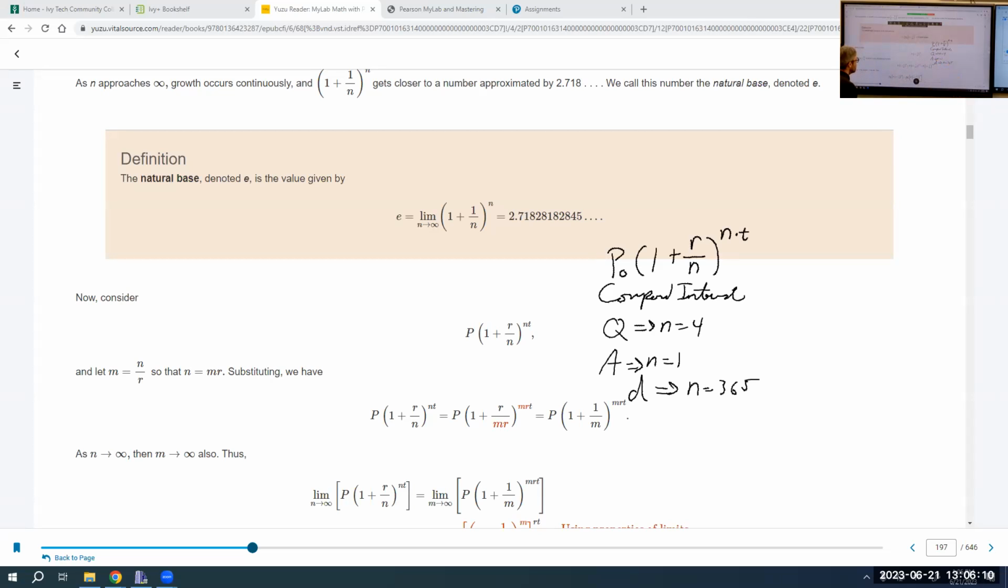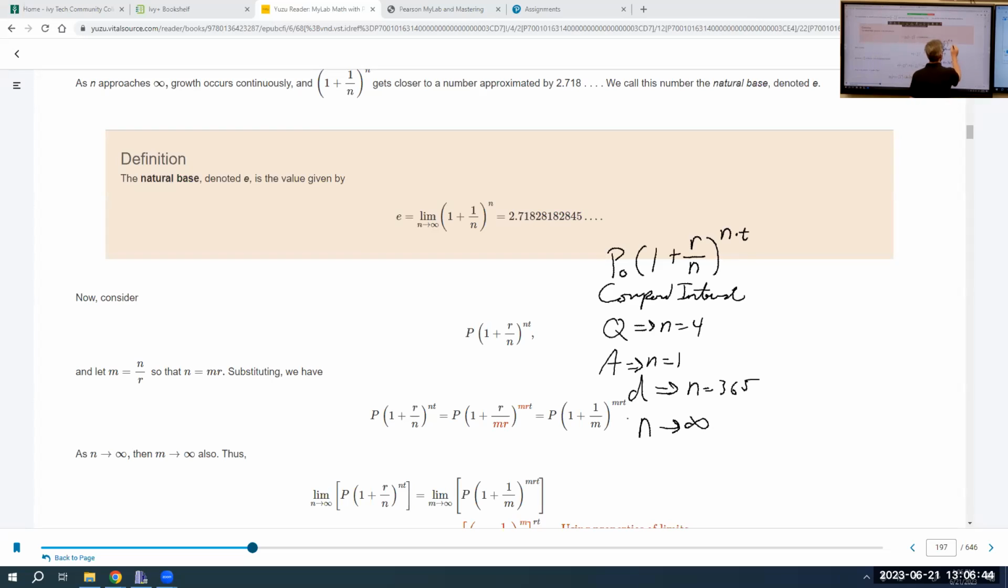And I might have even teased it a little bit when we talked about it. But what happens when n goes to infinity? What if you are continuously compounding? Okay, that's what nature does, by the way. Nature doesn't do it in discrete chunks, it continuously grows. So what happens when that n approaches infinity? What does that mean? Or what if your bank account compounded continuously?